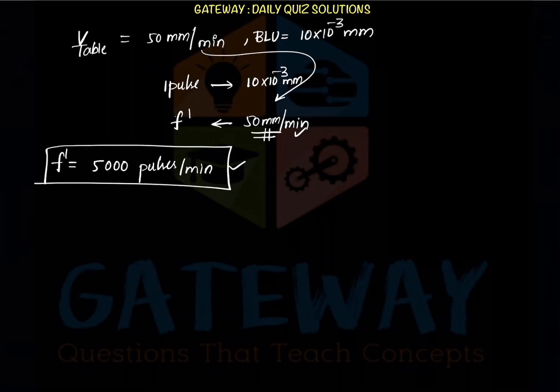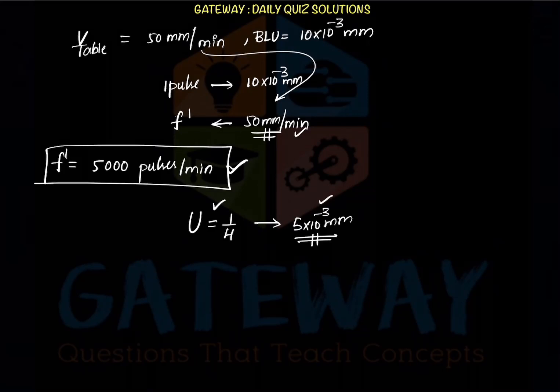Now we need to know the new gear ratio. Simple. For the old gear ratio, U is nothing but the speed ratio. For U equal to 1/4, we are having a BLU of 5 into 10 power minus 3 mm. It is directly proportional to BLU, right? Because the 200 steps of the motor is constant, nothing will change. The pulse frequency is changing, but the table speed will remain constant, right? For that we just need to relate the speed ratio and the BLU.